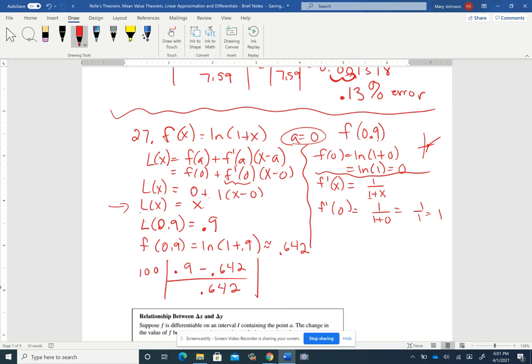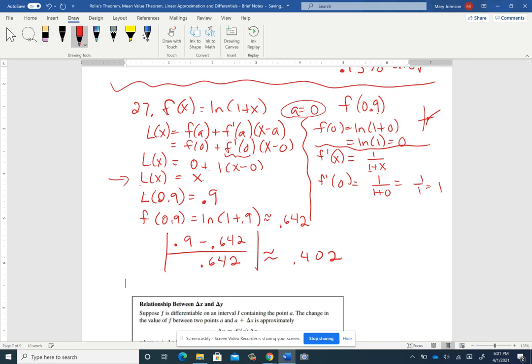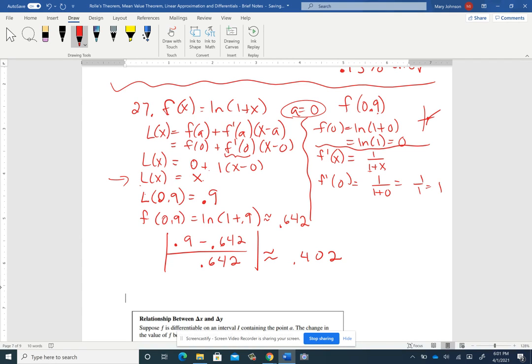So really, I just don't like doing that part. So I'm just going to do the 0.9 minus the 0.642, hit enter, then divide by 0.642, and I get about 0.402. Wow. When I change that into a percent, that would be 40.2%. So remember, to change it into a percent, you move the decimal 2 places and add the percent sign. Okay. So a 40% error we got there.